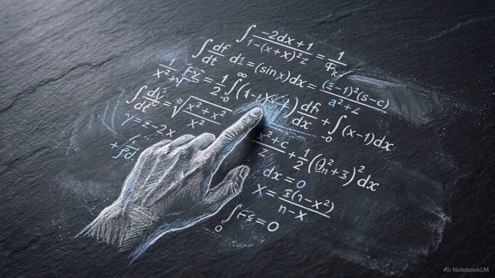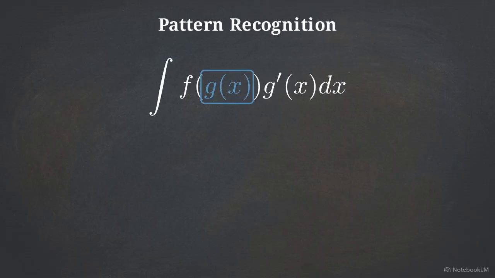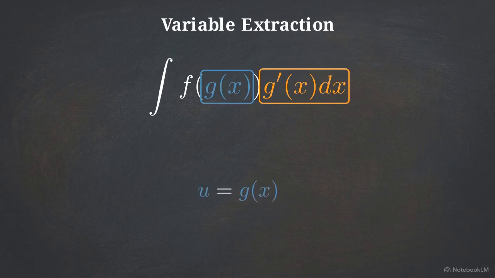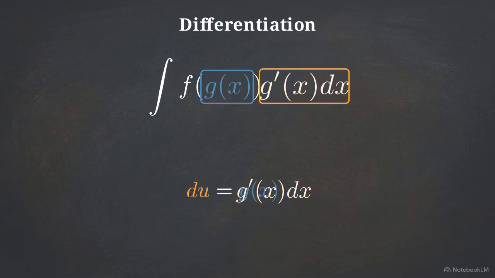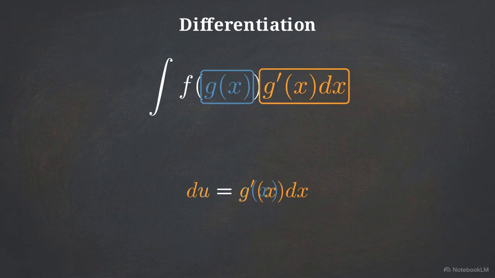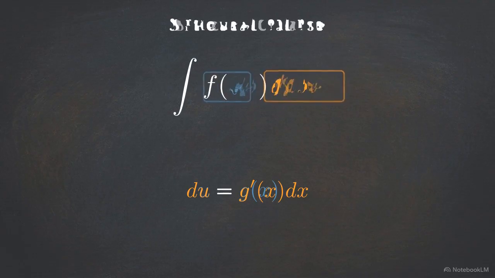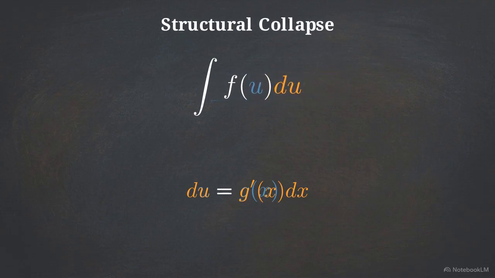To use substitution, an engineer must first identify an inner function within the expression, whose derivative is also present in the integrand. Looking at our nested equation, we identify the inner function, g of x, and its corresponding derivative, g' of x dx. The first step is declaring a new variable. We extract g of x and set it equal to u. Next, we differentiate the system to isolate the derivative, converting g' of x dx into du.